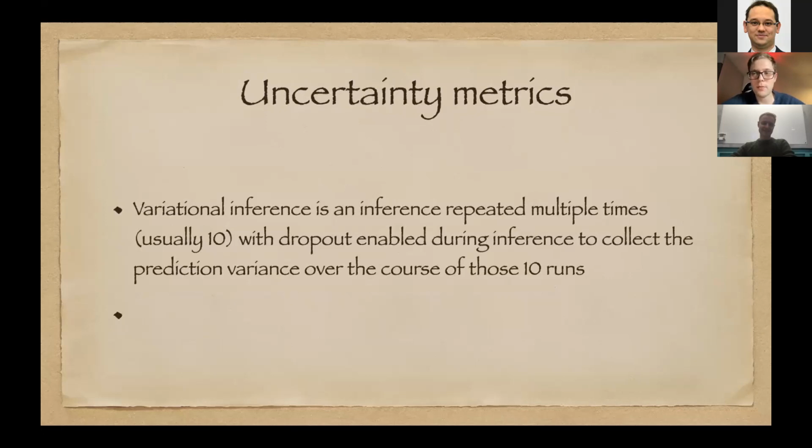Regarding variational inference, maybe I will just make a quick note. I'm not sure that was presented in the previous talks. Variational inference is inference repeated multiple times, usually 10 times, with dropout enabled during inference to collect the prediction variance over the course of those 10 runs. And then, trying to very quickly visualize it.